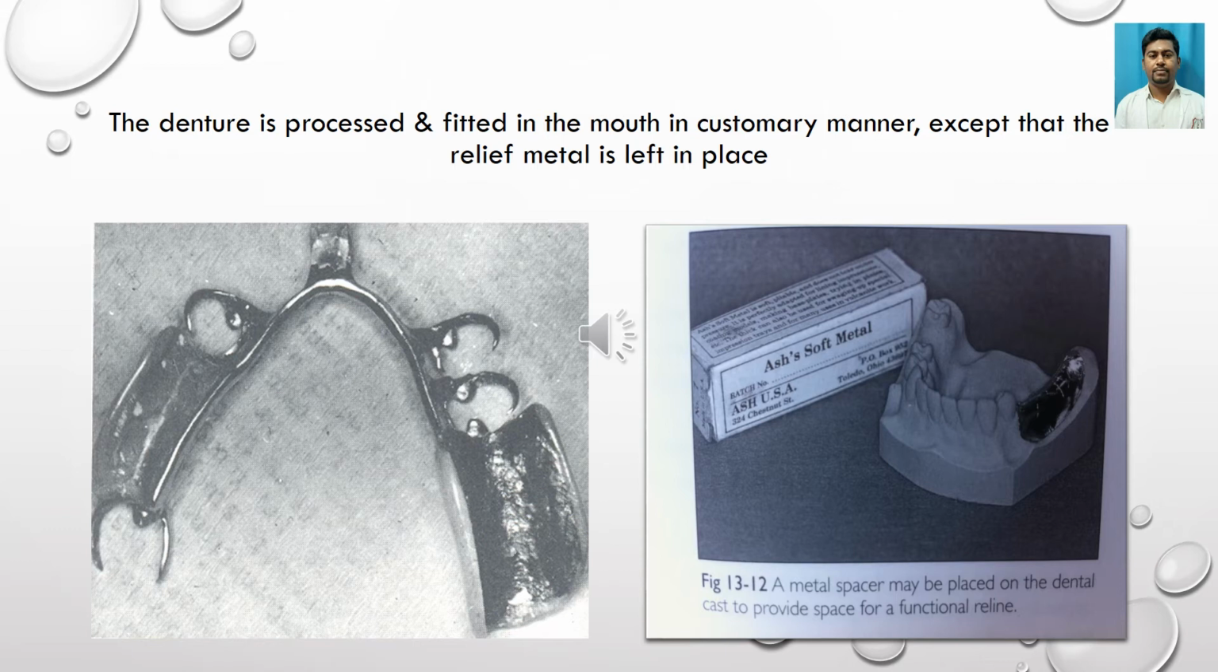metal spacer. This is also called ash number 7 metal. It is placed over the ridge on the cast before processing the denture base. Once the denture base is processed, it comes along with the soft metal spacer, and this metal spacer is later removed, and then this space is used for the material and it is relined.